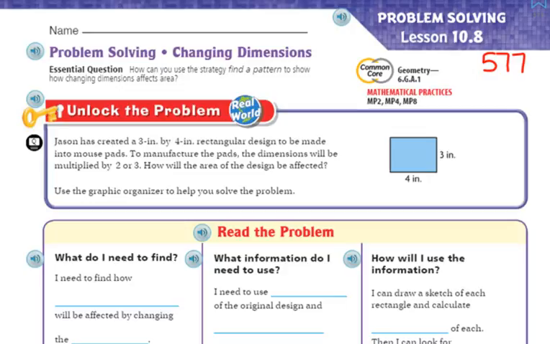And the topic for today's lesson is problem solving when changing the dimensions. So we're going to look at how multiplying or dividing the dimensions of a figure would affect the area. So your length, your width, your bases, and your heights, and that type of stuff. How can you use the strategy, find a pattern, to show how changing dimensions affect the area? We might not necessarily look into this whole finding a pattern business, but we are going to try to find some common multipliers to see how area is affected when changing the dimensions.